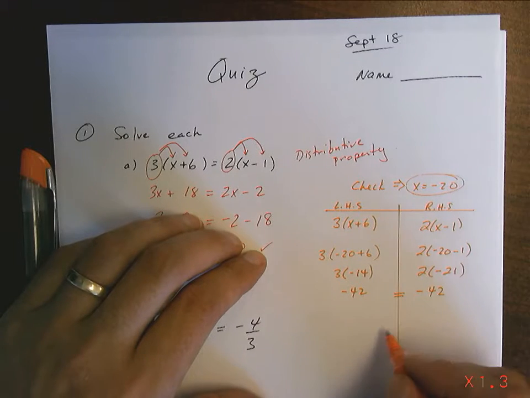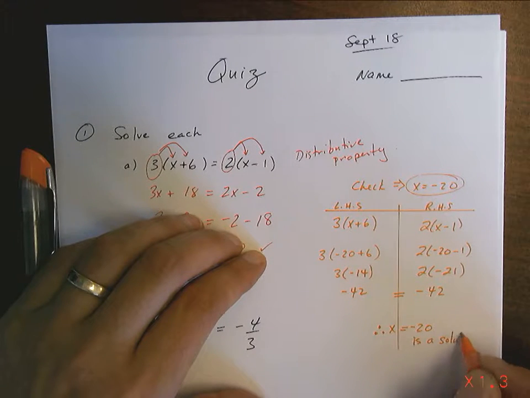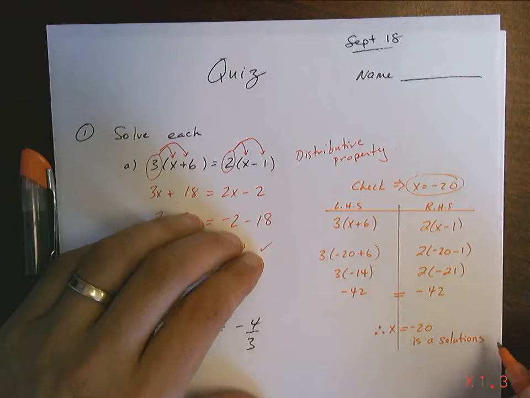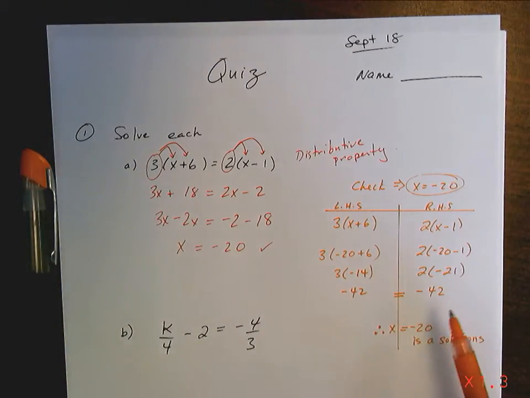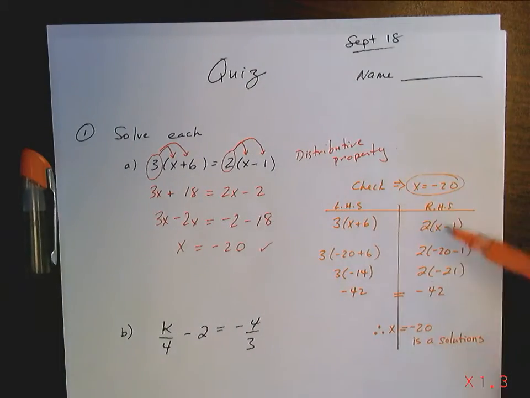What that means is, therefore, x equals negative 20 is a solution. It is correct. It works. It allows left-hand side to equal right-hand side. Now, we haven't talked a lot about checks. We've done 1 or 2 in class. This is something that I will expect from you, so please take a look at that. It was not required for this quiz.